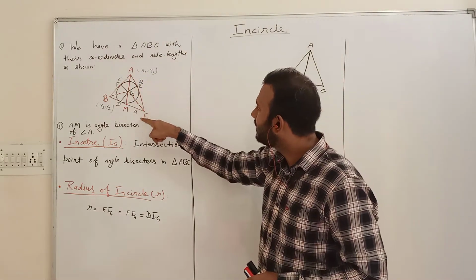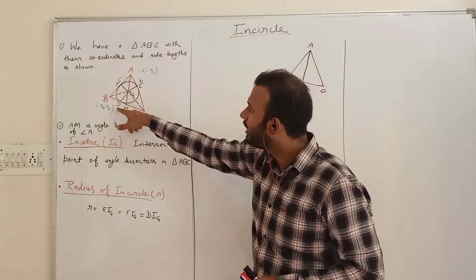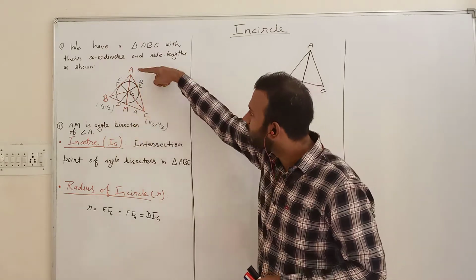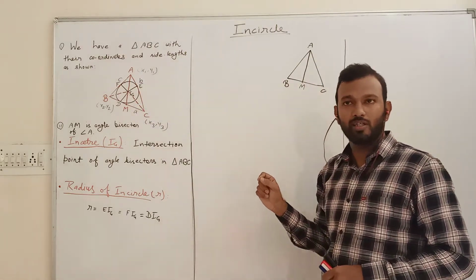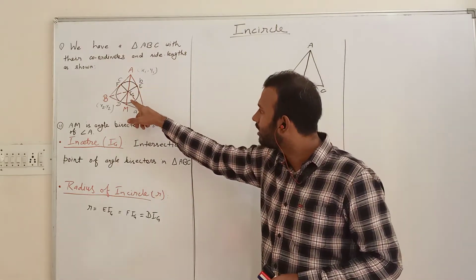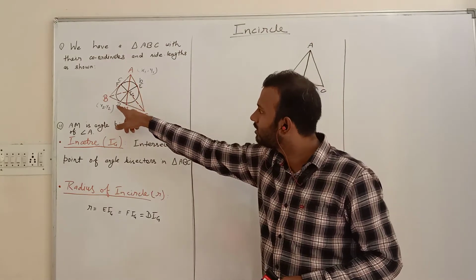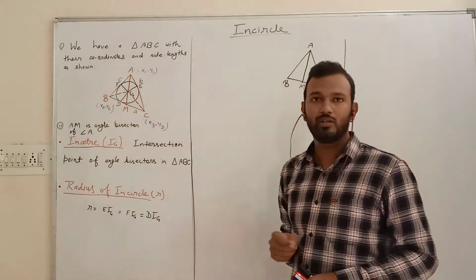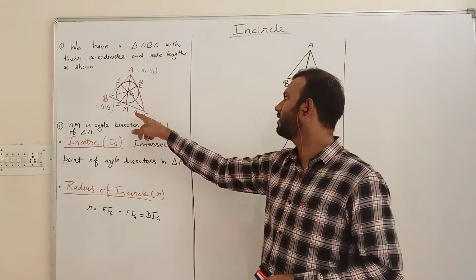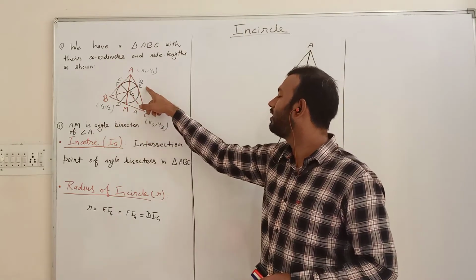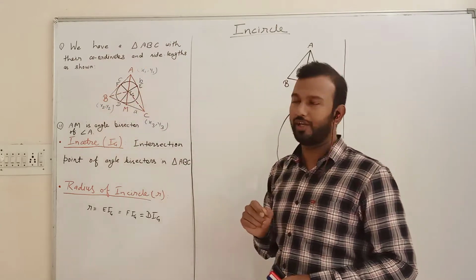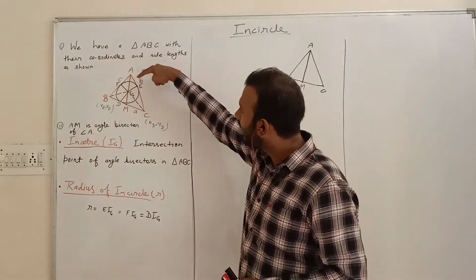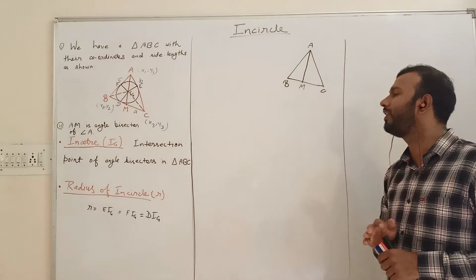CE and CD, not M. AM is the angle bisector, it's not touching the circle here. The circle touches the side BC at point D. So CD and CE are equal, BD and BF are equal. Similarly, AF and AE are equal. This is the property here.